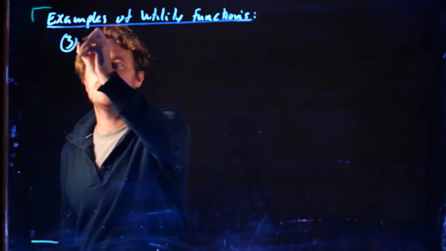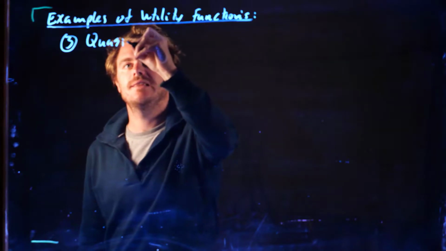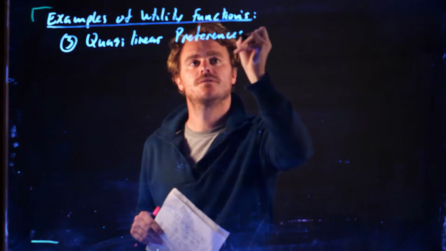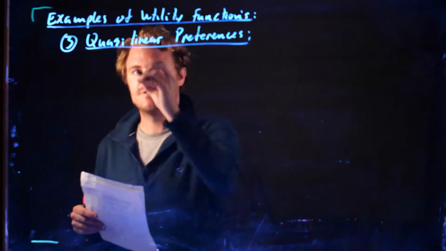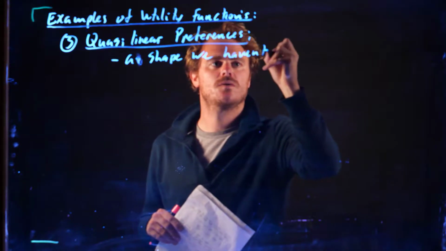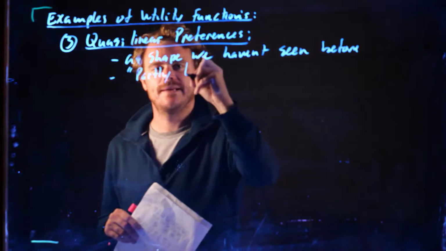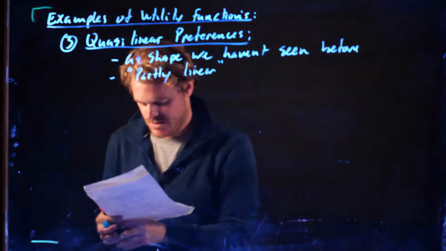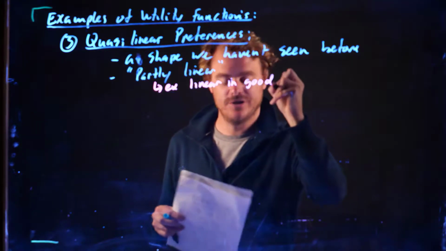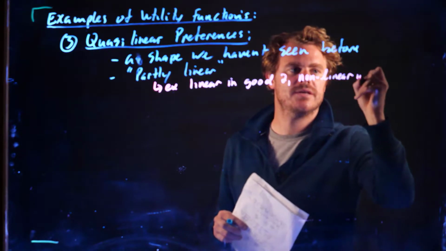So the third example of utility functions is going to be a shape we haven't seen before. These are going to be quasi-linear preferences. As the name suggests, it's partly linear. For example, it's linear in, let's say, good 2, but possibly nonlinear in good 1.